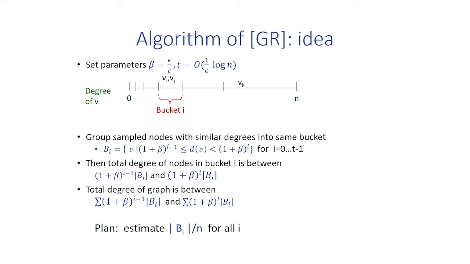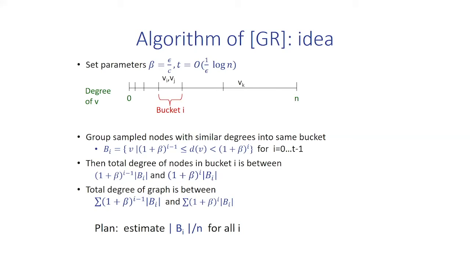And then what we're gonna do is, instead of summing up the degrees of all the nodes, we're gonna sum up our estimate of the degrees in each bucket times the size of the bucket. So the total degree of nodes in bucket i is gonna be somewhere between 1 plus beta to the i minus 1 times the number of nodes in the bucket, size of B sub i, and 1 plus beta to the i times the size of B sub i. So they differ just by a factor of 1 plus beta. Everybody's degree is somewhere in this range. So the total degree of the graph is now, I'm just gonna sum up over all buckets the size of a bucket times 1 plus beta to the i minus 1, that gives me a lower bound, and times 1 plus beta to the i, that gives me an upper bound.